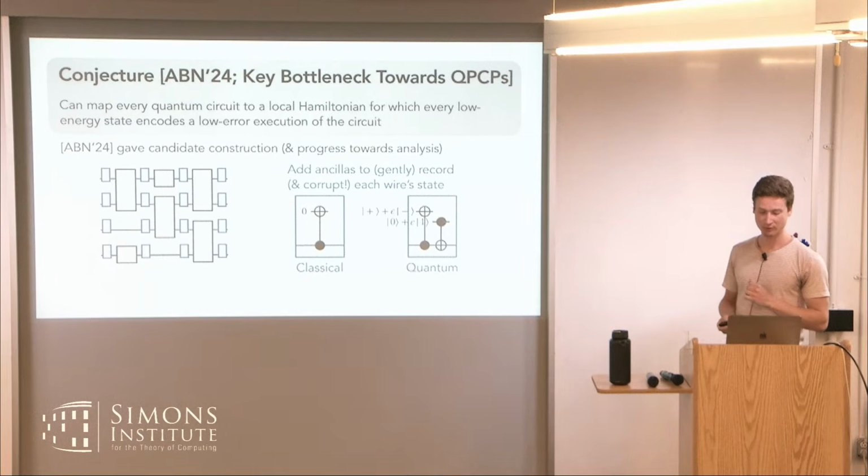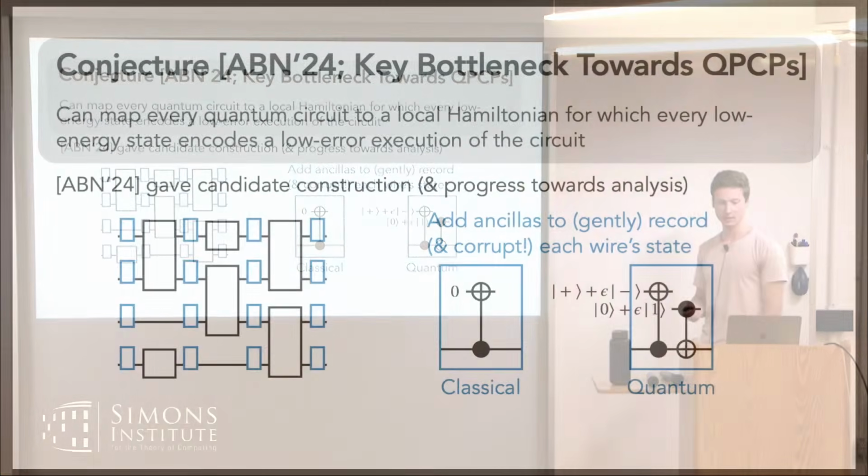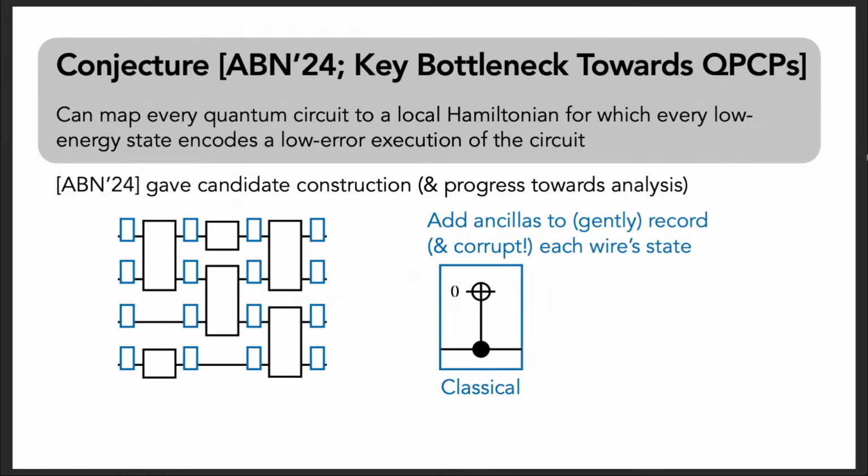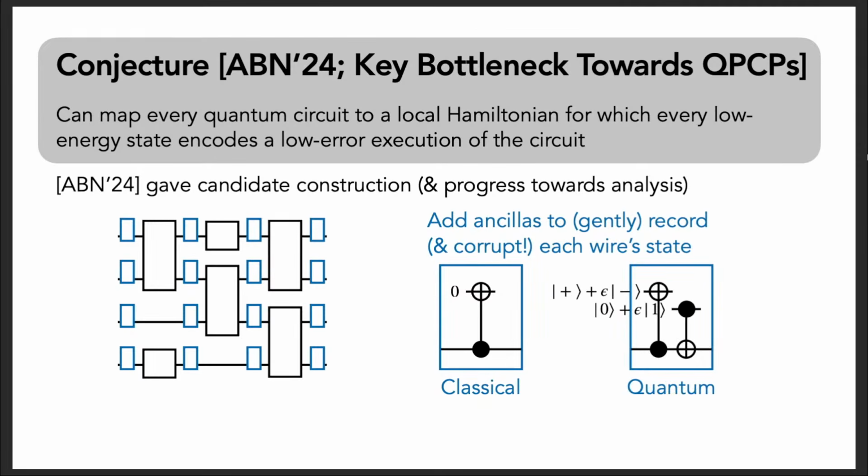Quantumly, it's known that we can't do the same thing because of the no cloning theorem. If you were to try to write down the quantum state in a given wire, you could copy the quantum state to a fresh ancilla system, but that would totally corrupt the original wire. So the output of our circuit would be totally corrupted. So we can't do that.